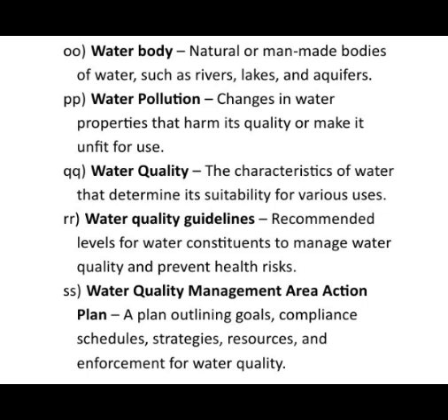Next, water quality guidelines, recommended levels for water constituents to manage water quality and prevent health risk. Water quality guidelines are recommended standards to maintain safe and clean water. And the last one, water quality management area action plan, a plan outlining goals, compliance schedules, strategies, resources, and enforcement for water quality. Water Quality Management Area Action Plan is a plan that outlines goals and strategies to protect and improve water quality in a specific area.